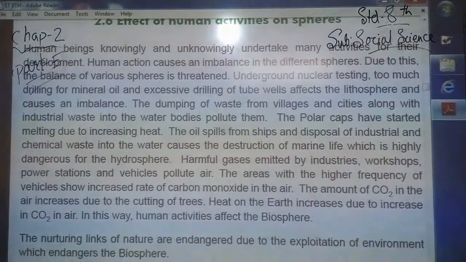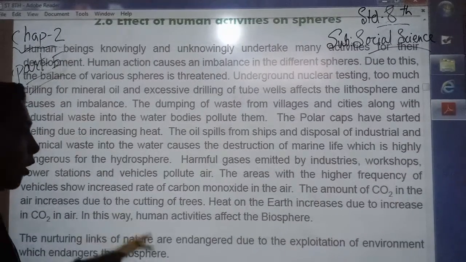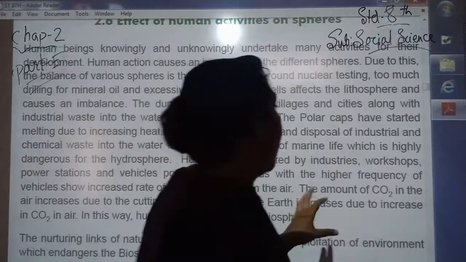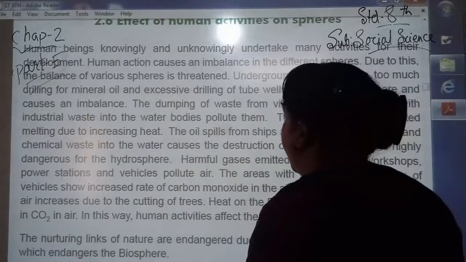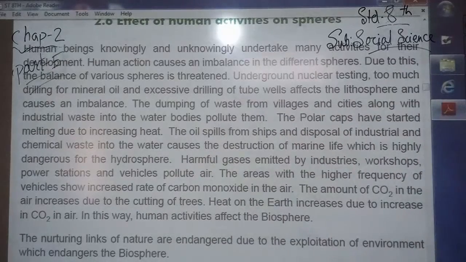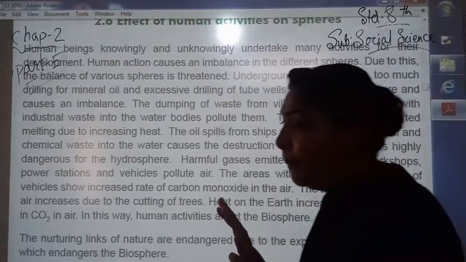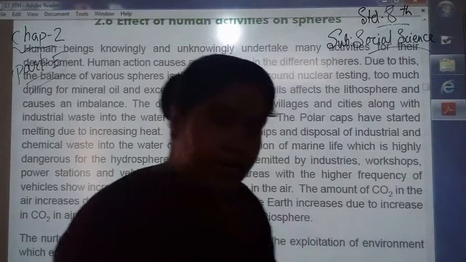Underground nuclear testing, too much drilling for mineral oil, and excessive drilling of tube wells affect the lithosphere and cause an imbalance. The dumping of waste from the villages and cities along with industrial waste in the water bodies. What is happening? We are drilling and taking out all the mineral wells, so an imbalance is created. एक imbalance हो जाता है, ठीक है.